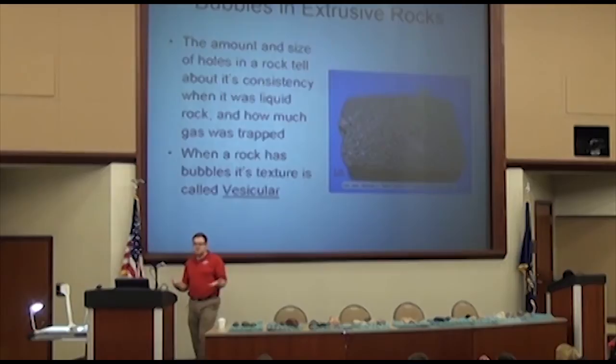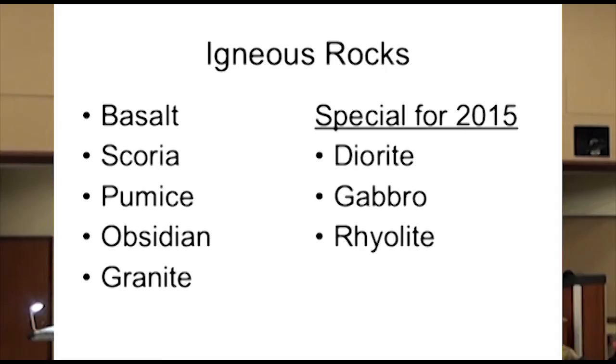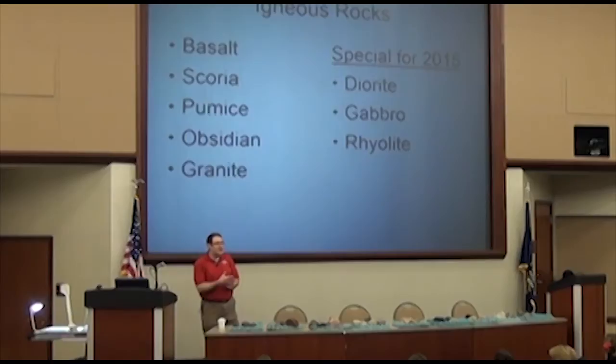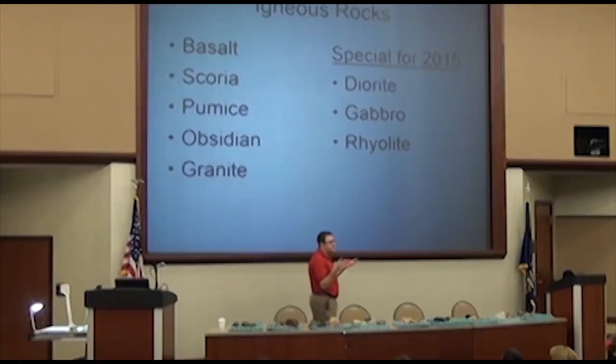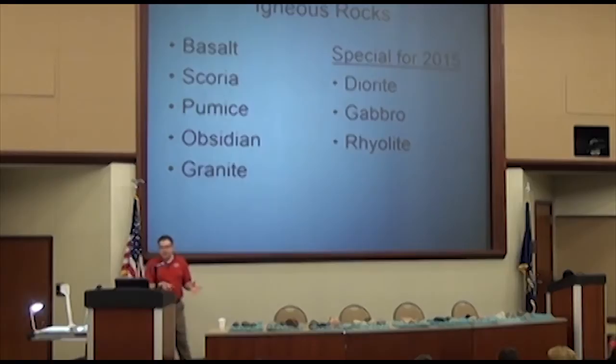So to get into the rocks that we're going to talk about, we first have the rocks that have been on the list for years: basalt, scoria, pumice, obsidian, and granite. Now this year, just special for this year, we added three rocks and three minerals. The three rocks that we added for this year are igneous rocks, and they're diorite, gabbro, and rhyolite. So I'm going to talk about each one of these rocks.